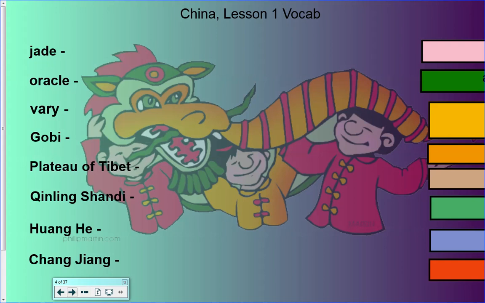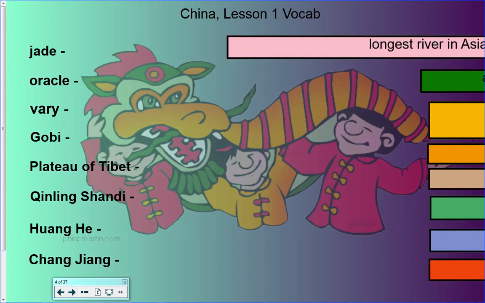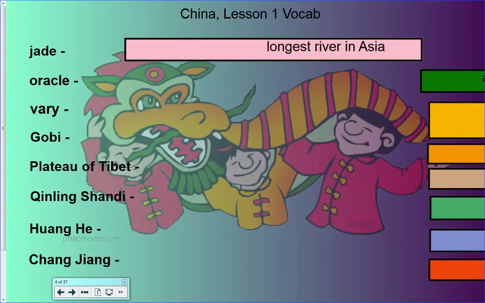Okay, let's go over our vocabulary. If you want to pause the tape after I pull out each definition, you can, and then figure out where the definition goes, and then play the tape, and you'll see if you were right. Here we go. Longest river in Asia.